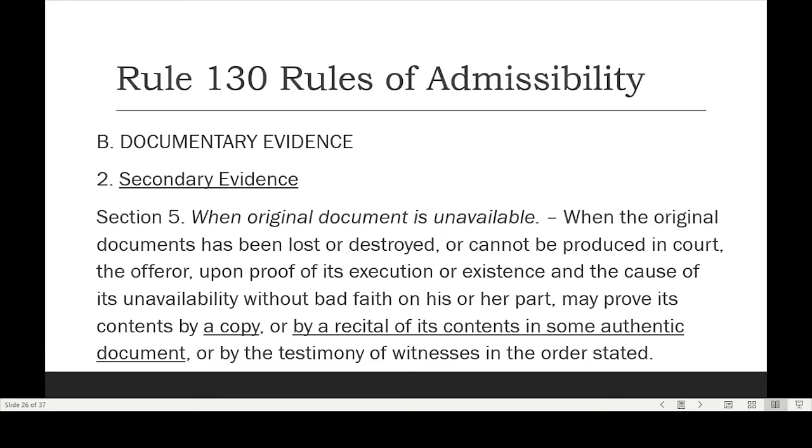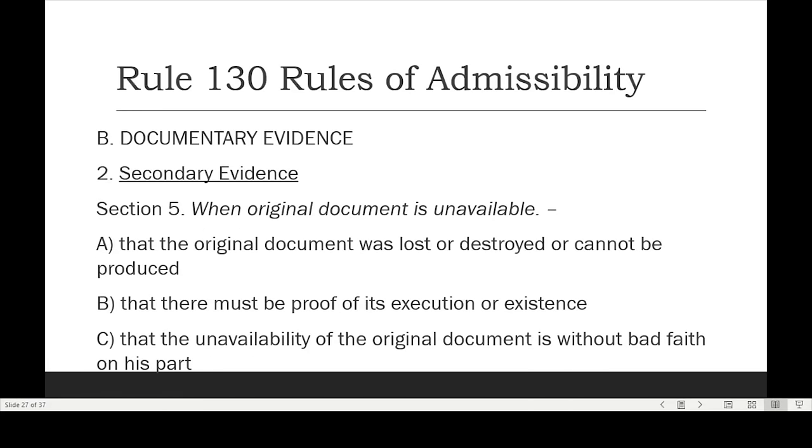So, when the original document has been lost or destroyed or cannot be procured in court, the offeror, upon proof of its execution or existence and the cause of its unavailability without bad faith on his or her part, may prove its contents by a copy or by a recital of its contents in some authentic document or by the testimony of witnesses in the order stated. Okay, so i-dissect natin. Ano tong section 5?